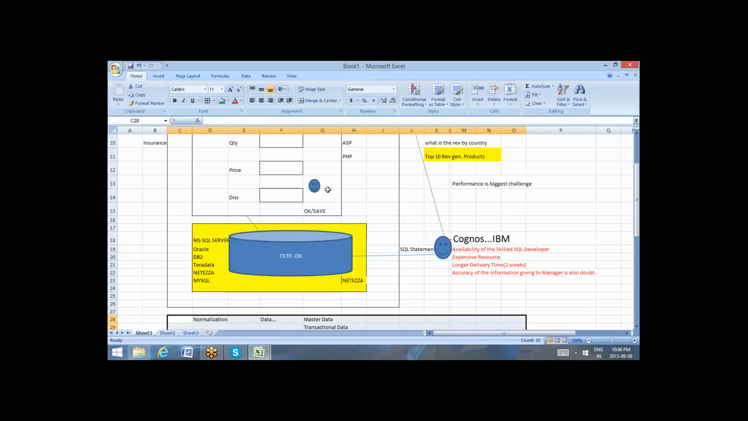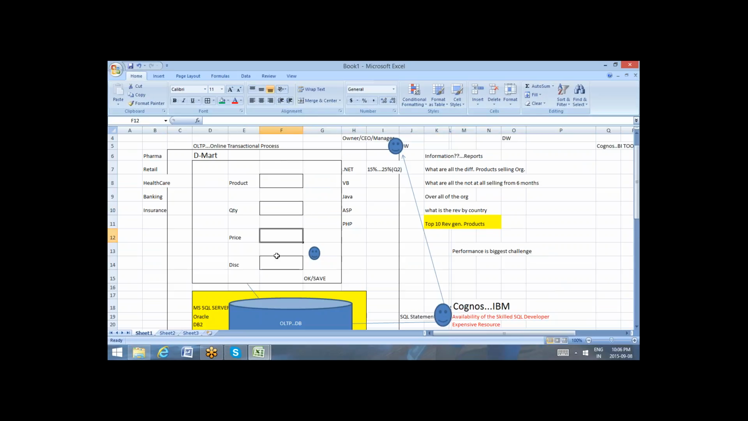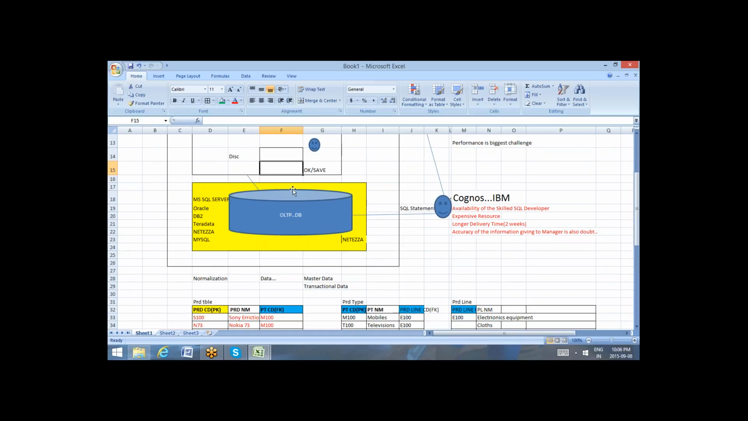So in the OLTP database, it is expected to maintain the normalized tables only to record the day-to-day transactions of your organization. That is one challenge. One more challenge here is, in case of an OLTP database, you are always going to maintain the latest information. We are not going to maintain the historical information at all.